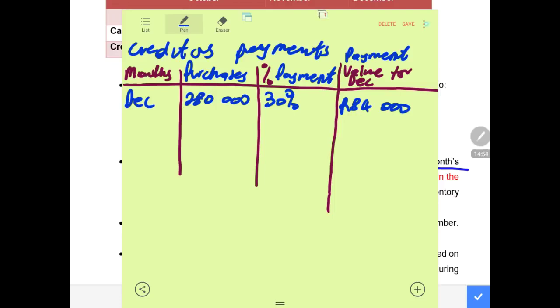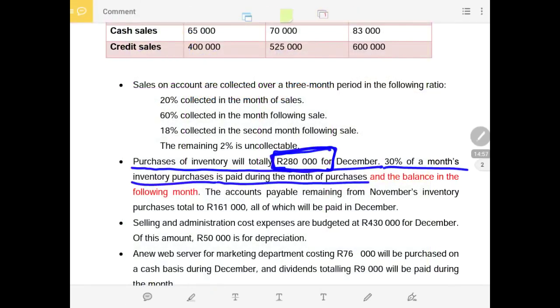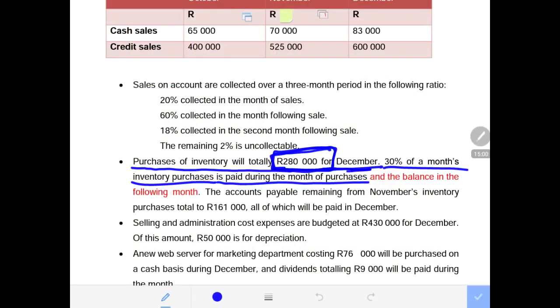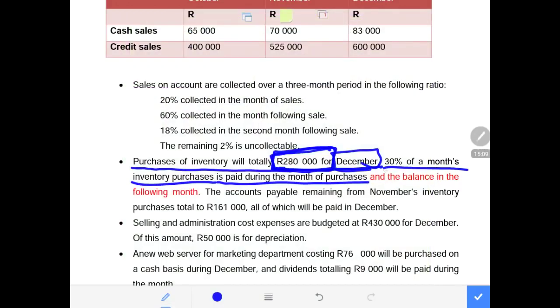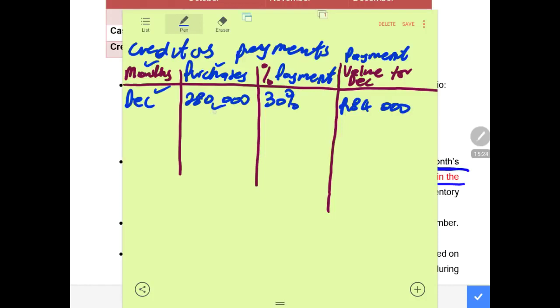Let us go and see what I've just written to you. Perhaps you did not get everything. They gave us the total purchases for the month of December, and I've recorded that in the month of December, purchases 280,000. They further told us that 30% of the month's purchases, meaning 30% of that 280, is paid during the month of purchase, meaning during December, and the balance in the following month. So 70% of this will be paid in January, and I am not interested in January because I am not doing a budget for January. I'm only doing a cash budget for the month of December.